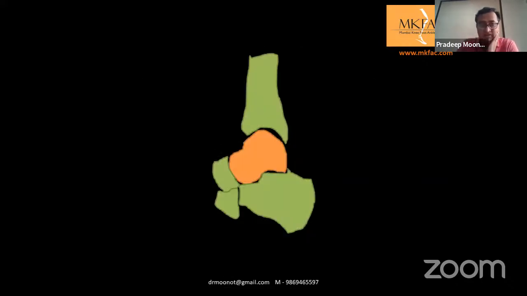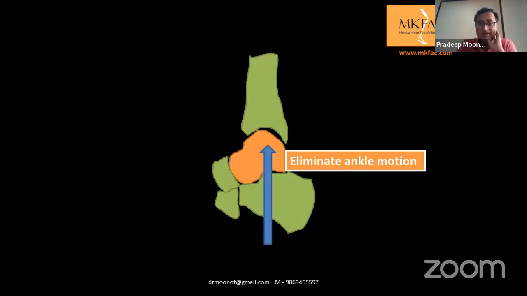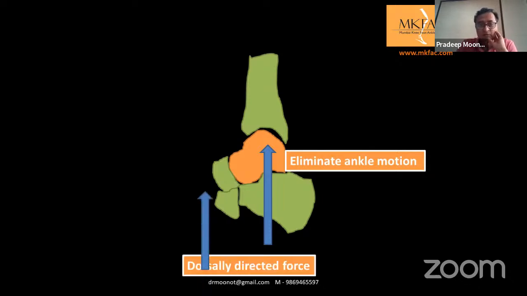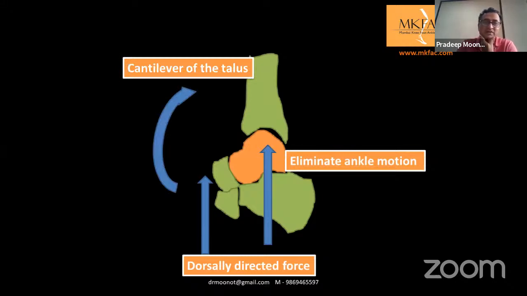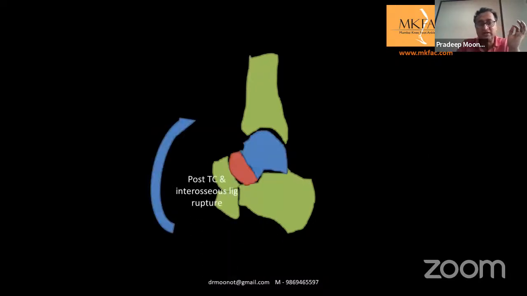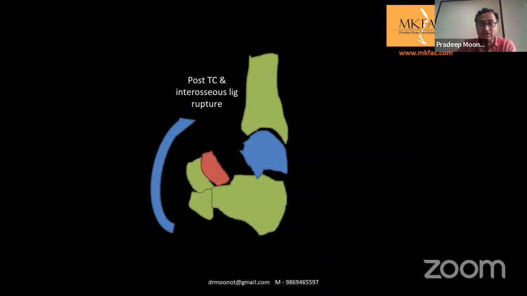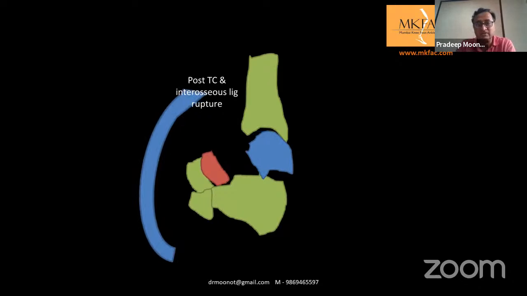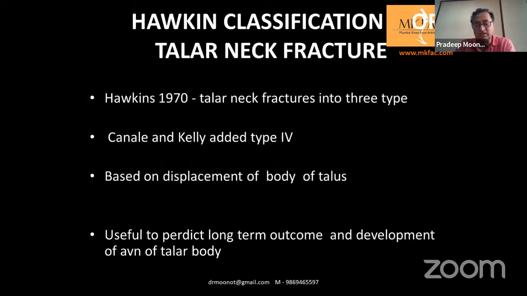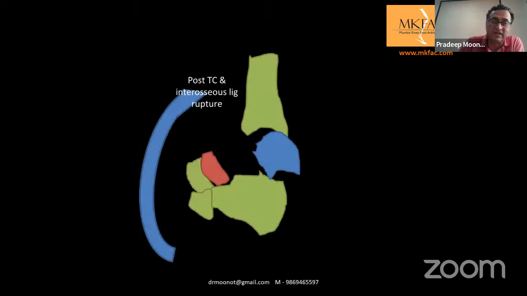But biomechanical studies have shown that usually an axial force acts on the ankle and the leg, which eliminates the ankle motion, and then you have a dorsally directed force. If that continues, there is a cantilever effect on the talus and there is a fracture of the talus. If the force stops, you will have an undisplaced fracture. But if the force still continues, then the posterior talocalcaneal and interosseous ligament rupture. You have a subluxation or dislocation of the foot on the talus. And if the force still continues, then you have a dislocation of the talus outside the ankle joint.